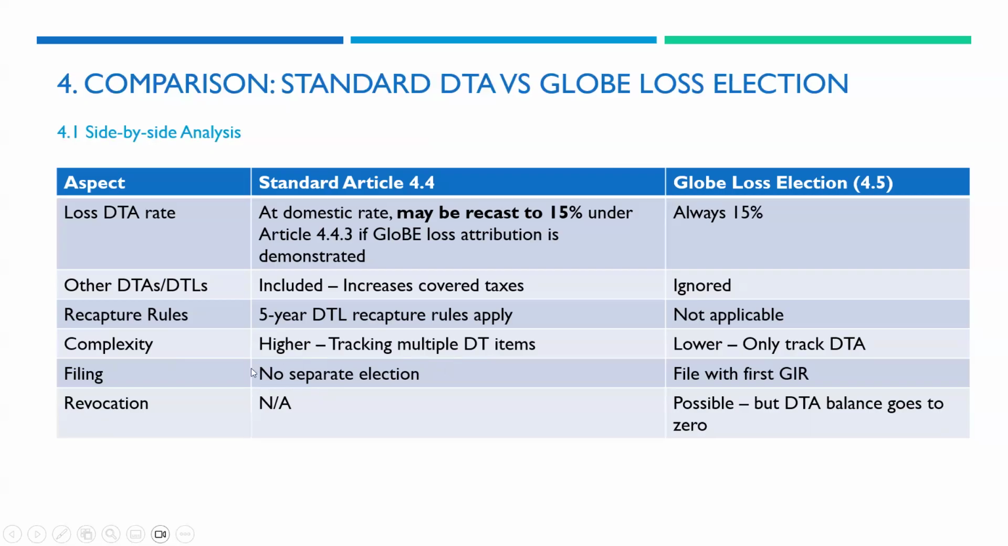Filing, there is no separate election. It is the default one. If you don't elect for this, then this would be default. But here you have to elect and you have to file with the first GIR. There is no option of revocation here. If you don't select in the first GIR, then you're always stuck at 4.4. But if you choose 4.5, and let's say that tomorrow you're migrating back to 4.4, you can do that. But what happens is your DTA loss balance will go to zero.